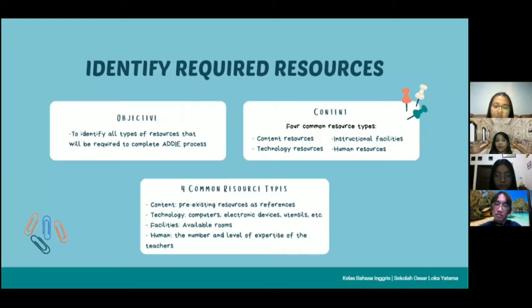The objective is to identify all types of resources that will be required to complete the ADDIE process. The content covers common resource types. First are content resources, technology resources, instructional facilities, and human resources. For common resource types: content means pre-existing resources as reference; technology like computers, electronic devices, utensils, etc.; facilities, available rooms; and human, the number and level of expertise of the teachers.